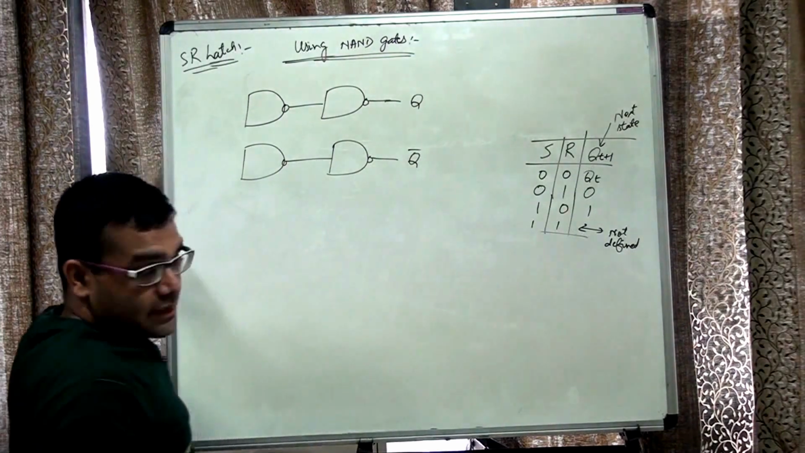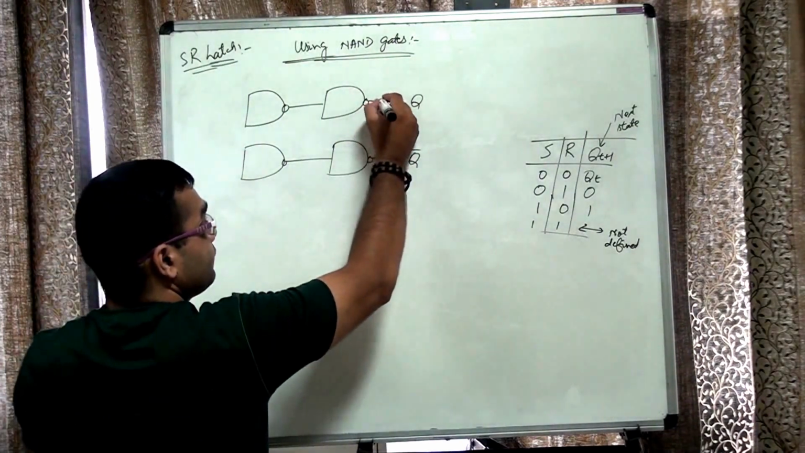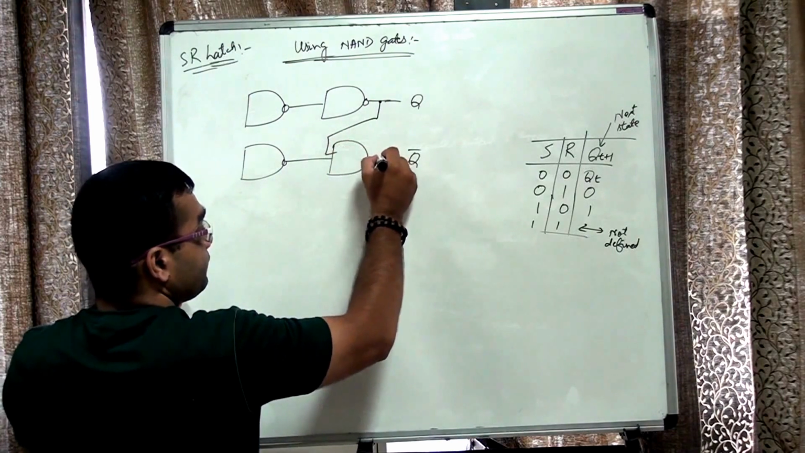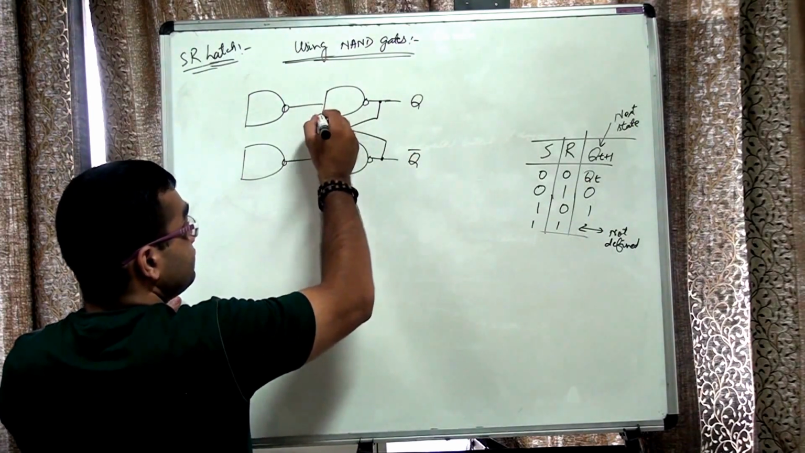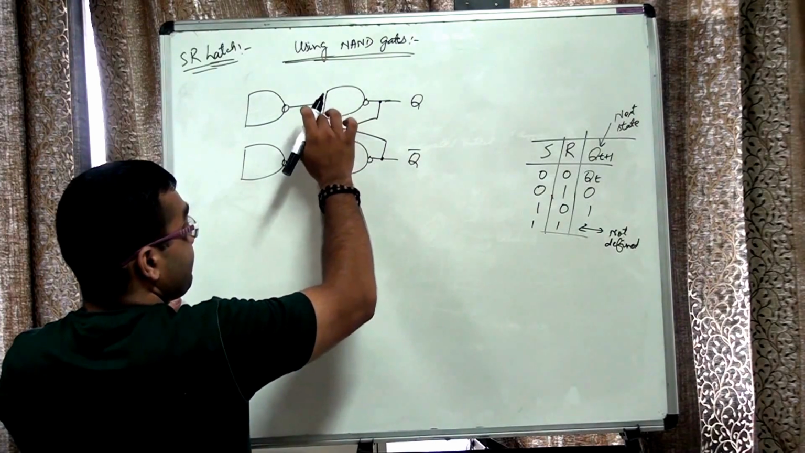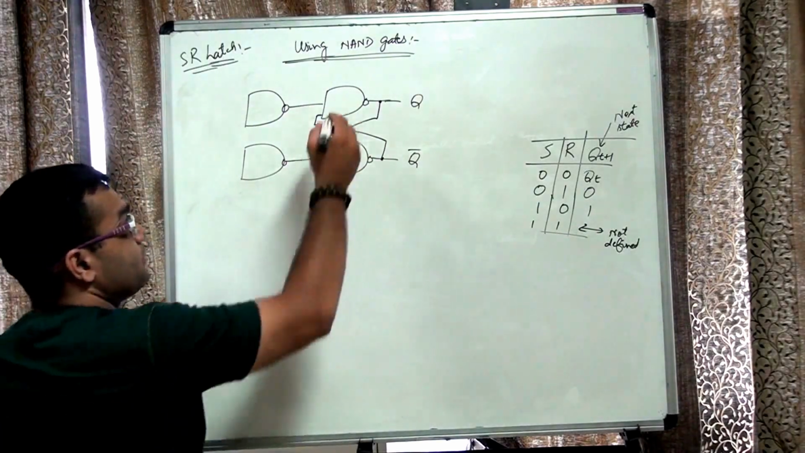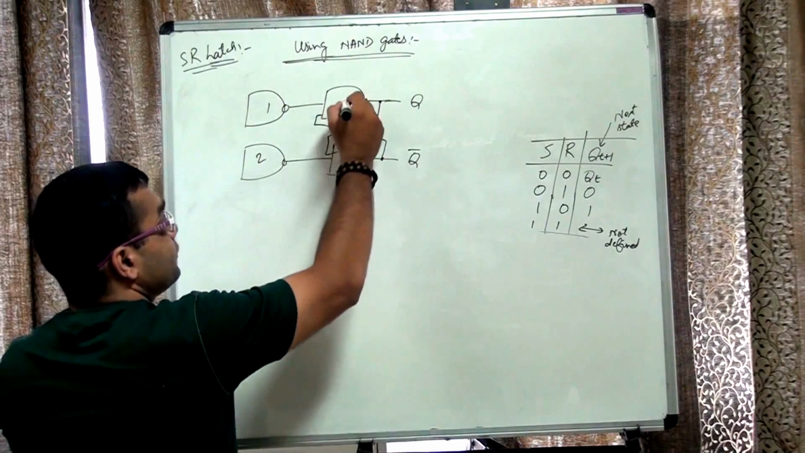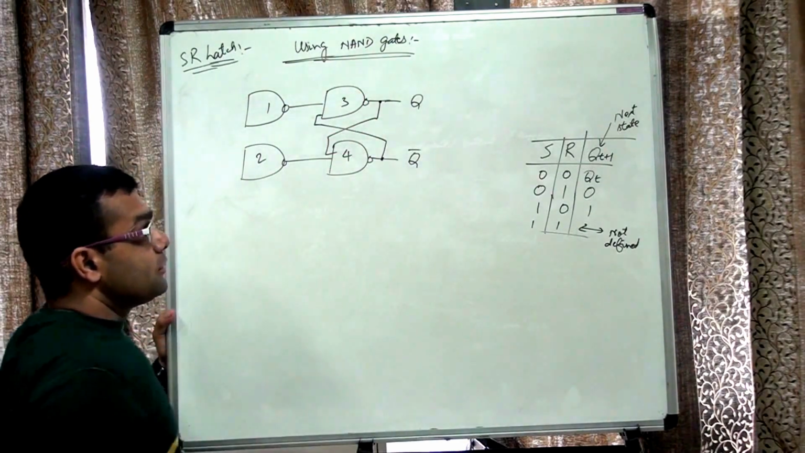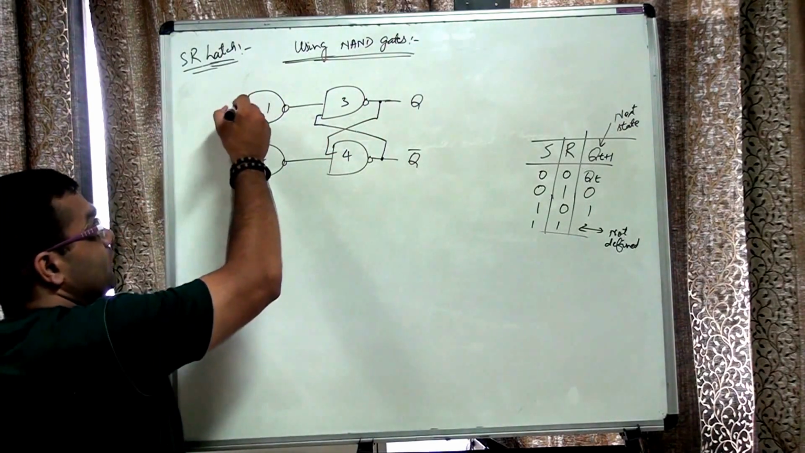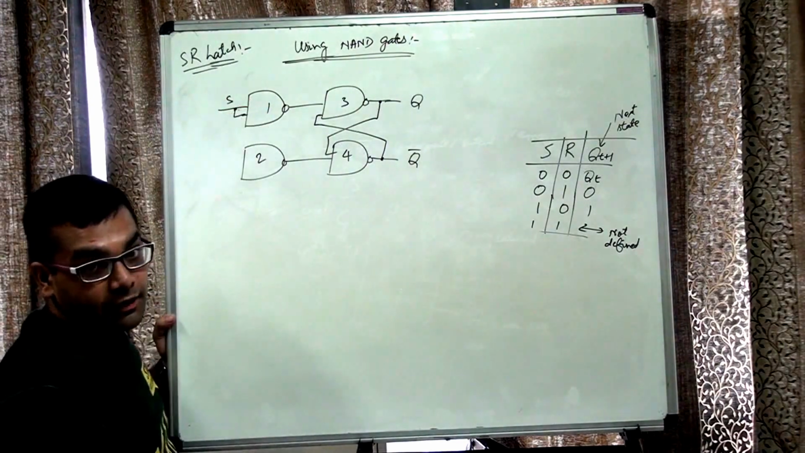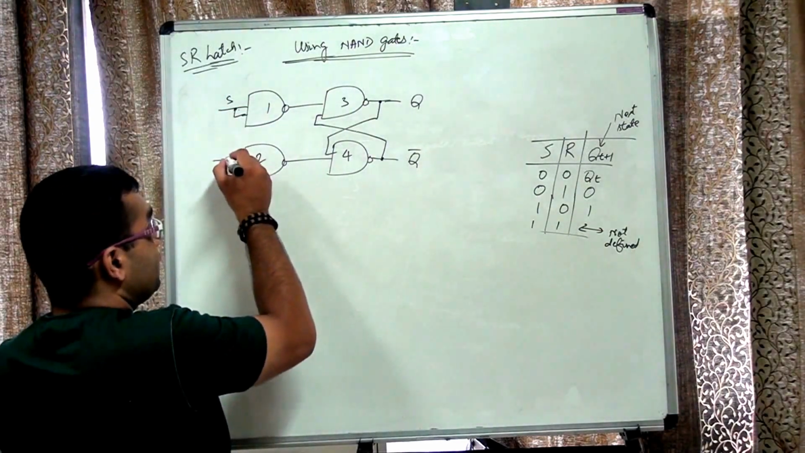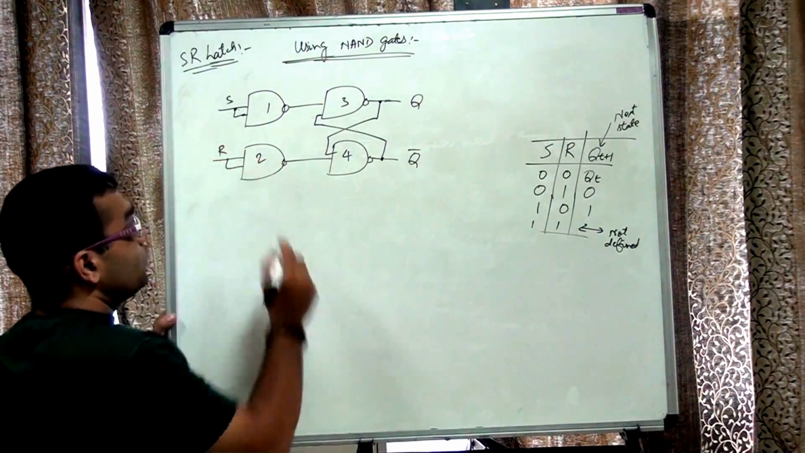Now I slightly modify the design. How? This is going over here. This is same going over here. Now these are gate number 1, 2, 3 and 4. But what I do is I short the 2 inputs of this NAND gate 1. And similarly I short the 2 inputs of the NAND gate 2.